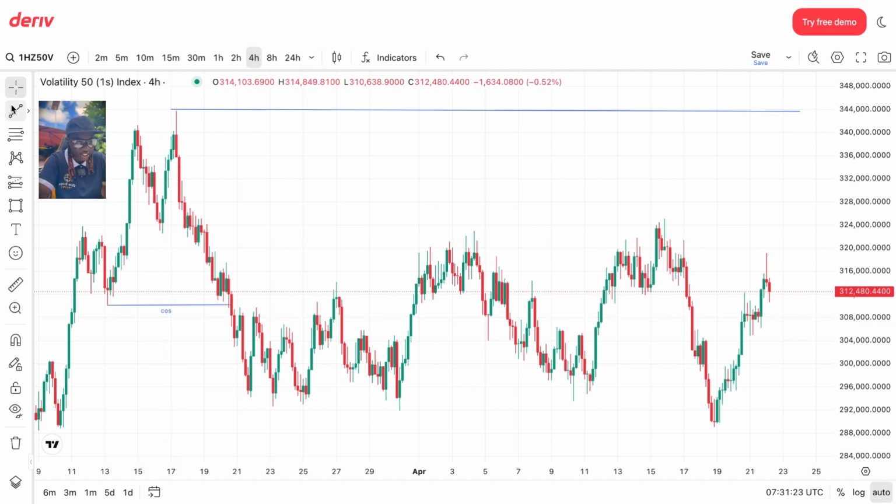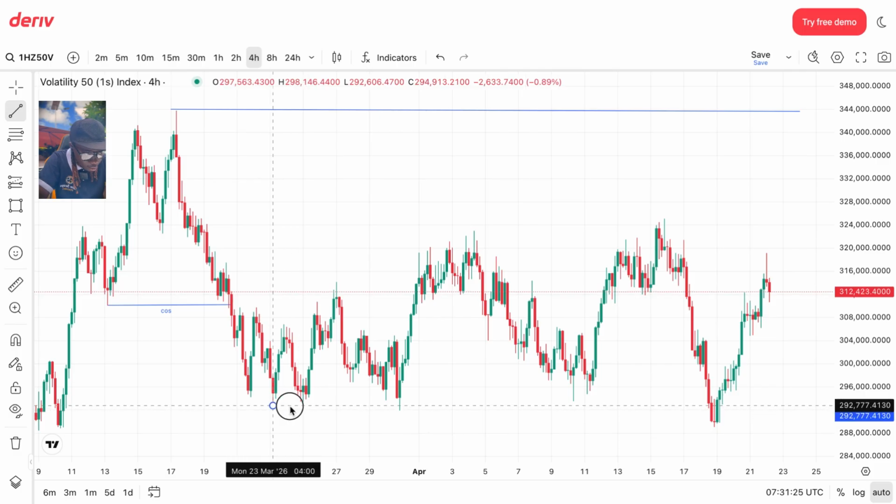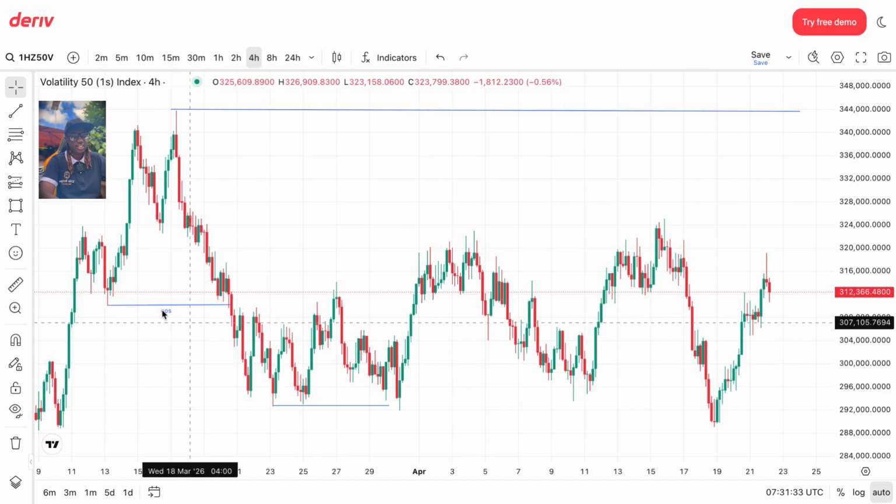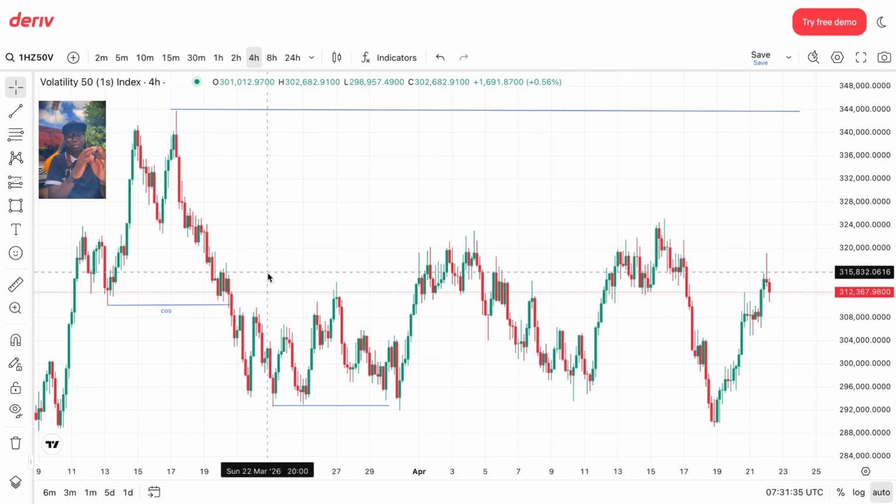And after having that change of structure, price came all the way to give us this low that you can see here. So that means after this change of structure, price changed from bullish to bearish. And that means that now our Volatility 50s 24/8 hours time frame internal structure is now on a bearish trend, but the whole trade, the 24 hours, is on a bullish trend.